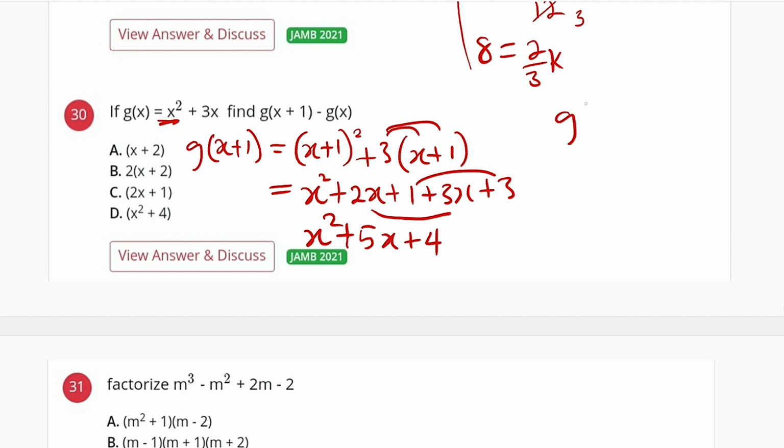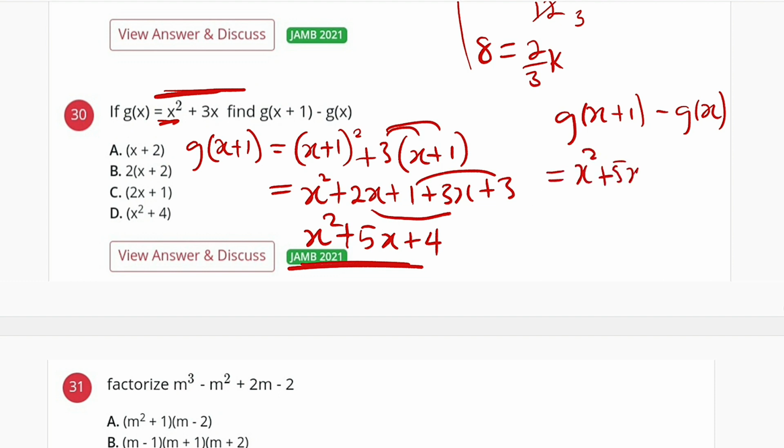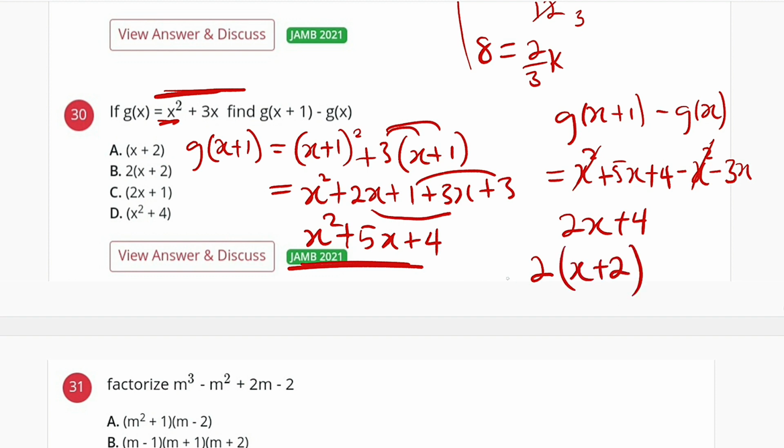And finally, g of x plus 1 minus g of x means we should take the whole of this and subtract what is given here. So this is equal to x squared plus 5x plus 4. Then you subtract x squared, and you also subtract 3x. This will eliminate this. We have 5x minus 3x is 2x, so 2x plus 4. And we have 2 in common, so you can bring 2 out. Inside we have x plus 2 by factorization. So our answer is 2 multiplied by x plus 2, which is option B.